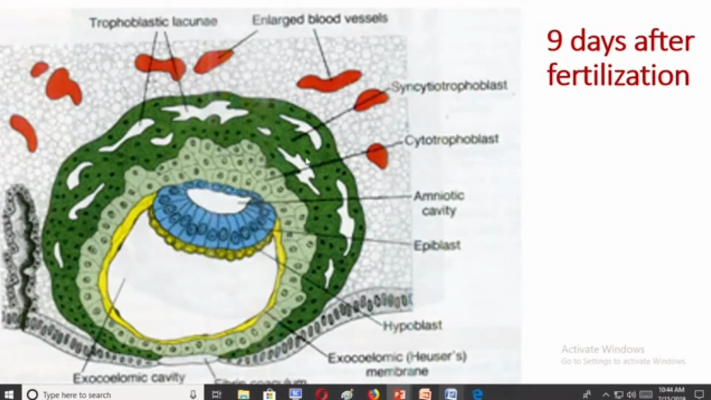This is 9 days after fertilization. You see the embryoblast is converted into epiblast and hypoblast. The trophoblast is converted into 2 layers, cytotrophoblast and syncytiotrophoblast.